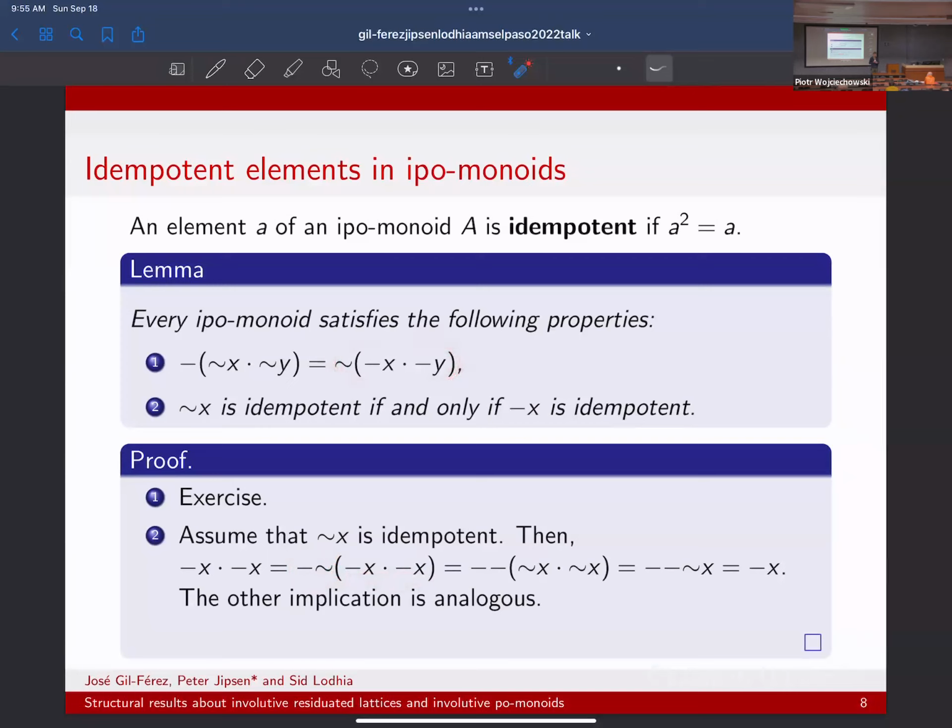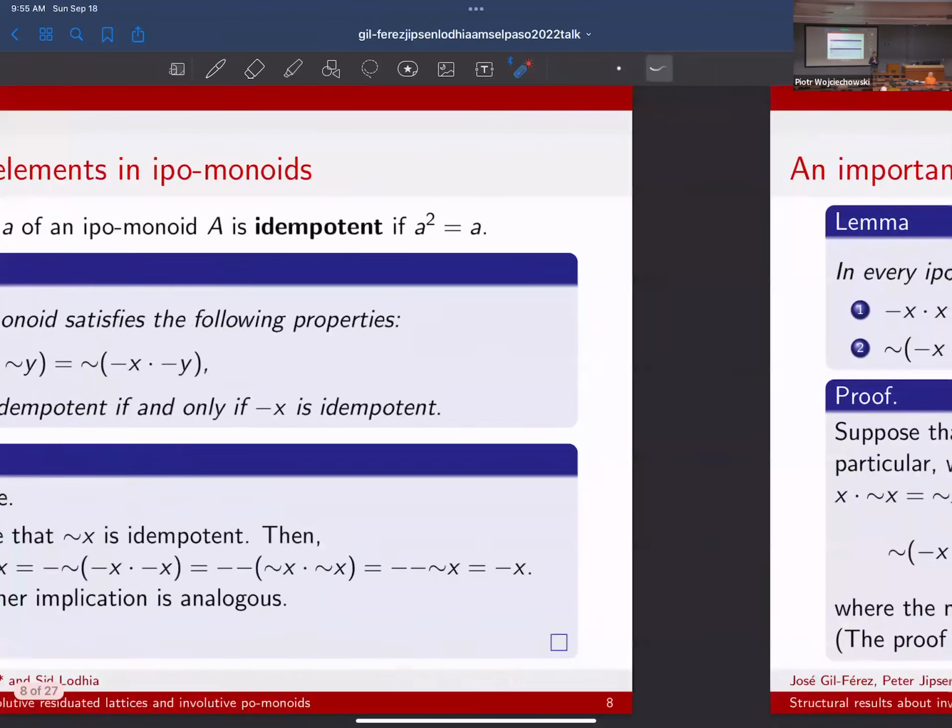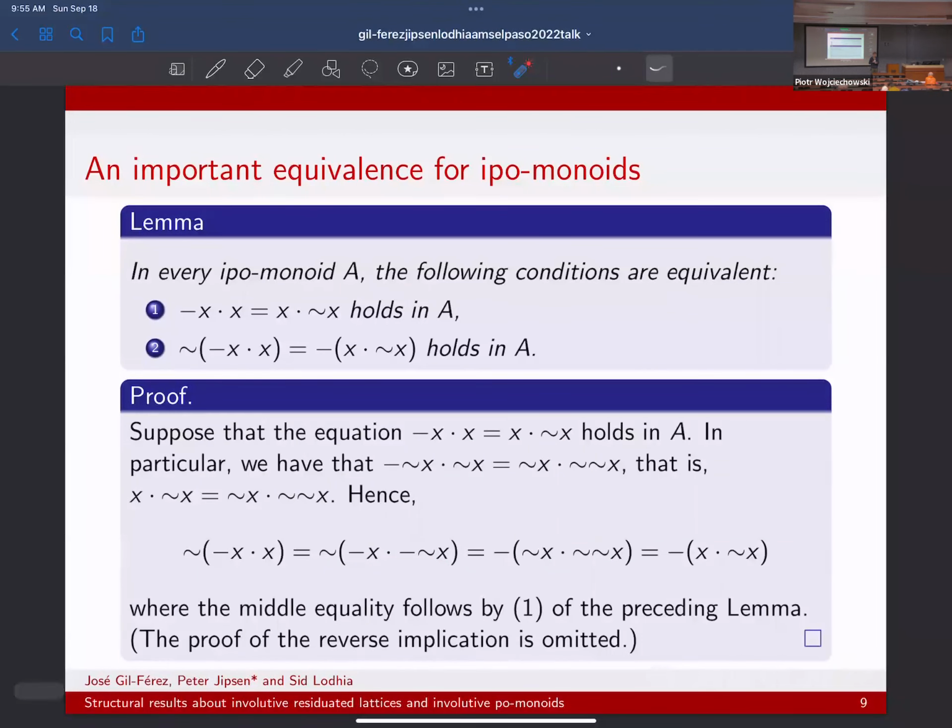That's this term with x in both variables. And then you replace it with the other term. You get two minus signs in front, but we assumed that tilde x is idempotent. And so we just get tilde x here, and then it simplifies to give you minus x. So it's proofs like that show you how these interact.